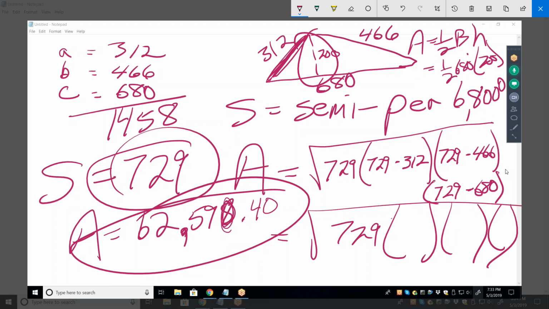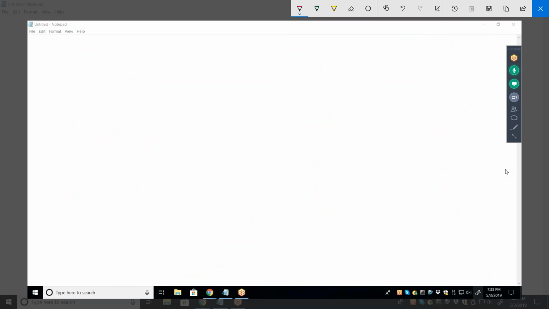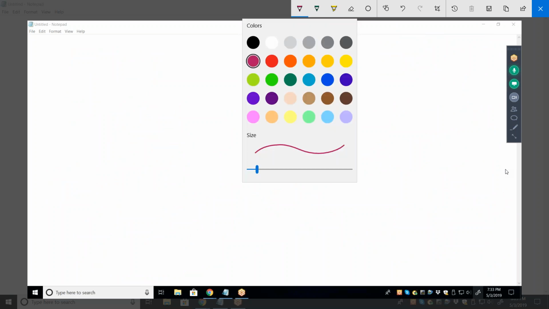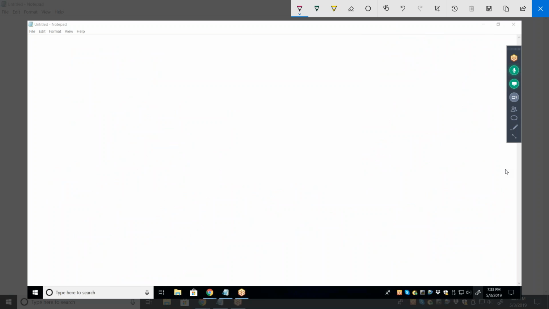Okay. What else you got? That's actually a pretty easy one as long as you remember Heron's formula. In other words, the rest of it is trivial. Okay, what else?